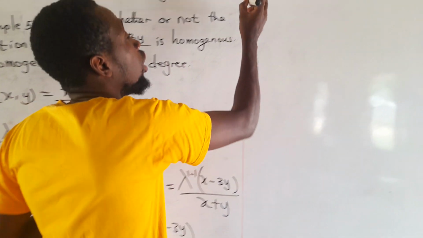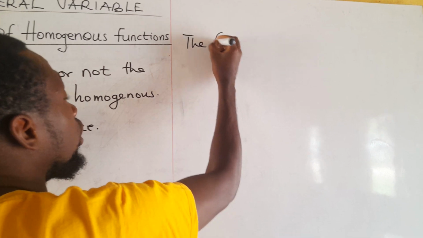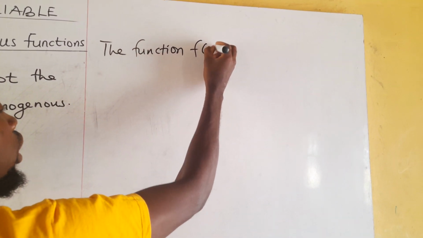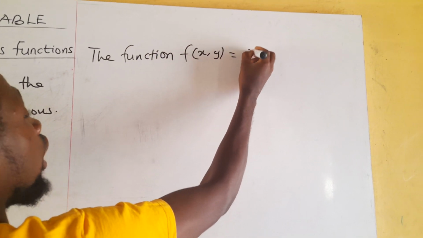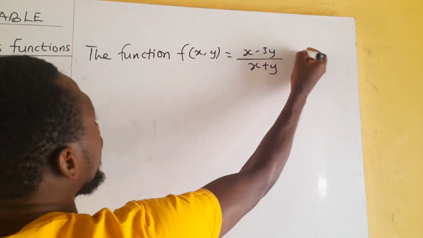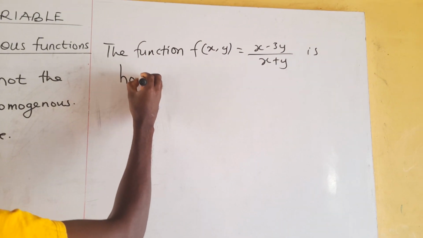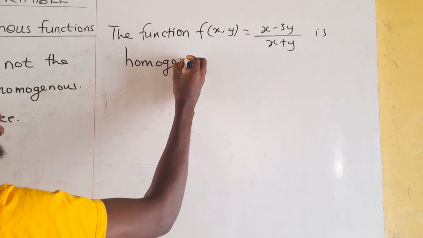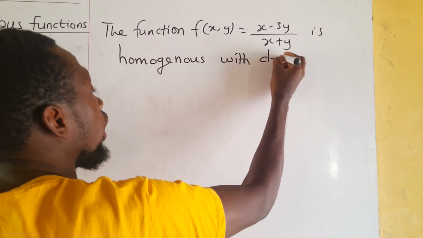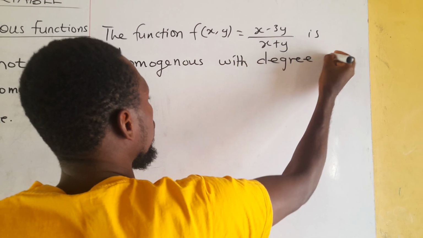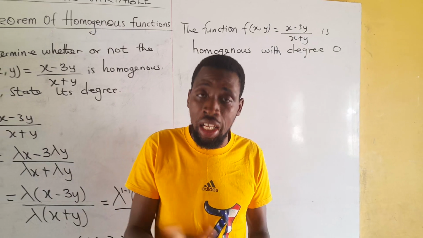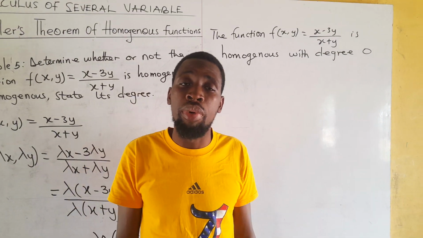So we say that the function f, which is dependent on x and y, equal to x minus 3y all over x plus y is homogeneous with degree 0. I hope you get that. Please, we'll solve one last example on this so that you'll be abreast with the concept.